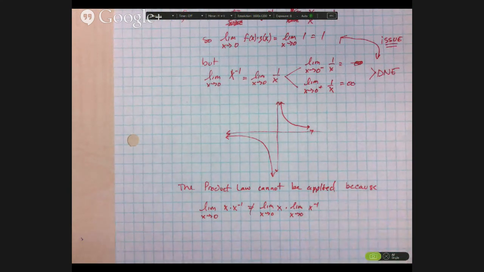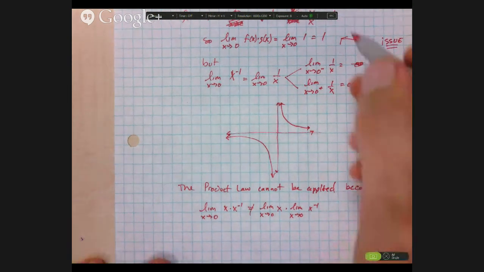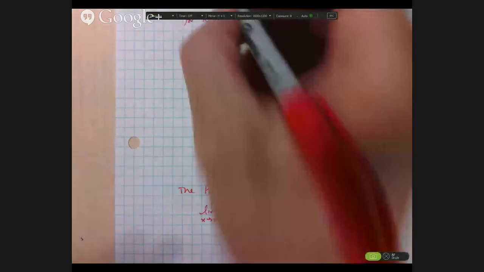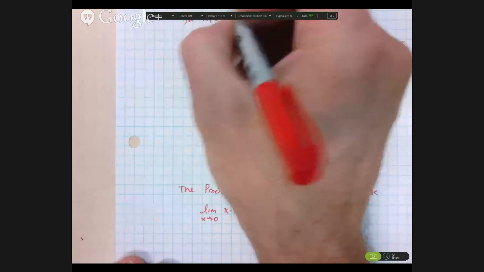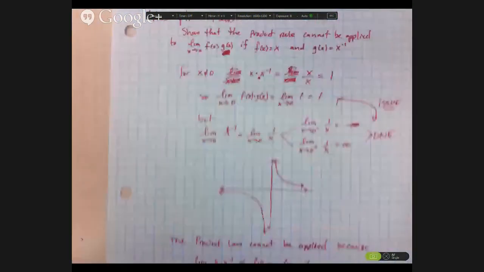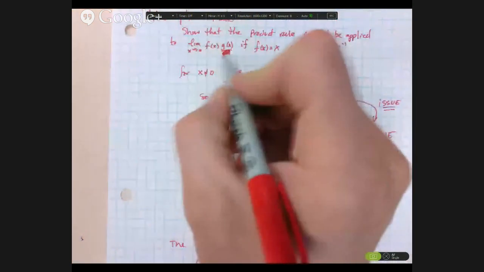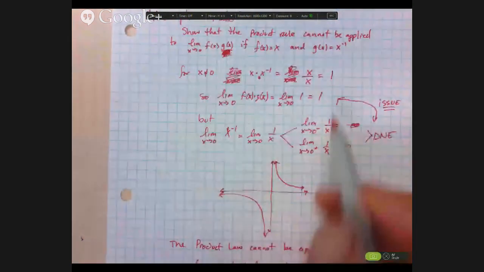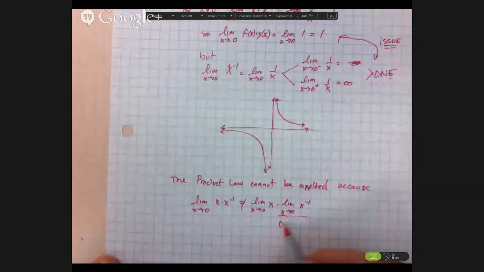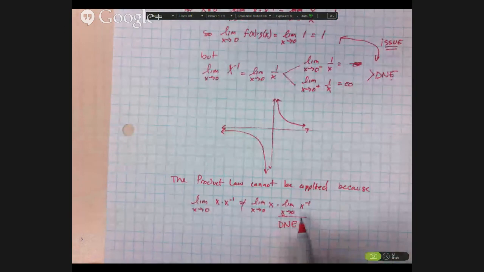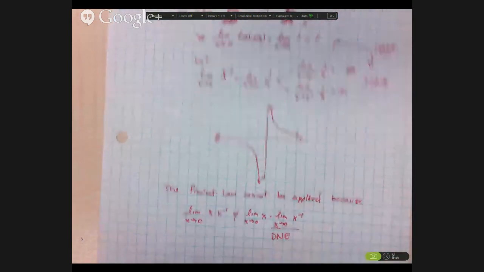The assumption here was that if you look at the product rule, g of x's limit has to exist. This limit has to exist. We showed that it did not exist, therefore we can't use the product rule because that doesn't exist. So you have to be very careful.